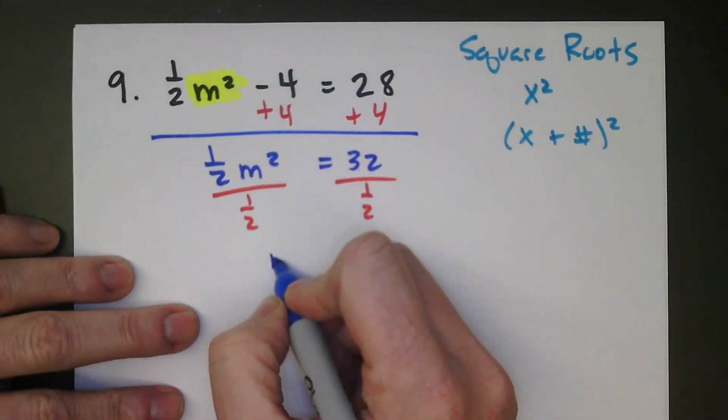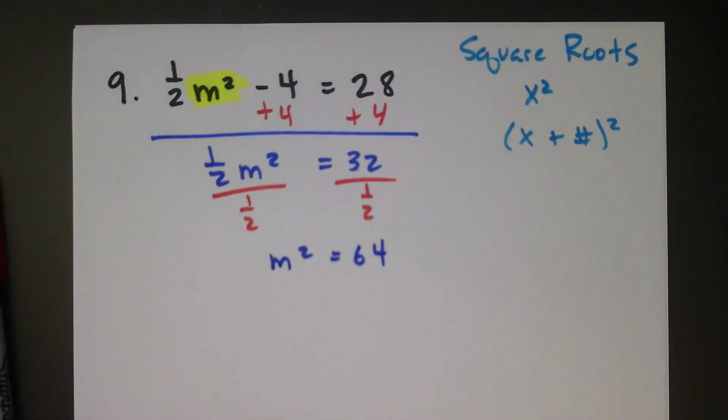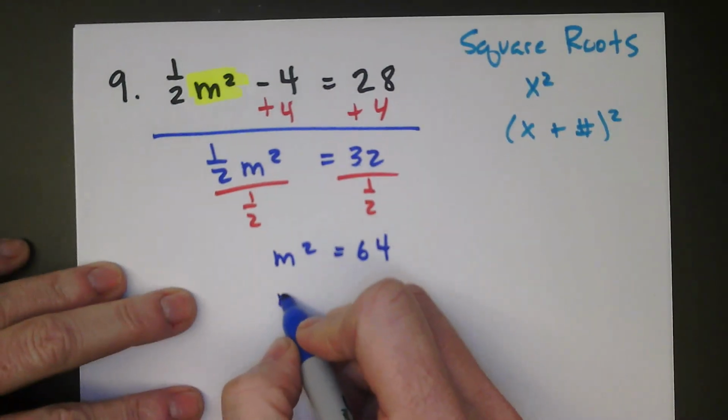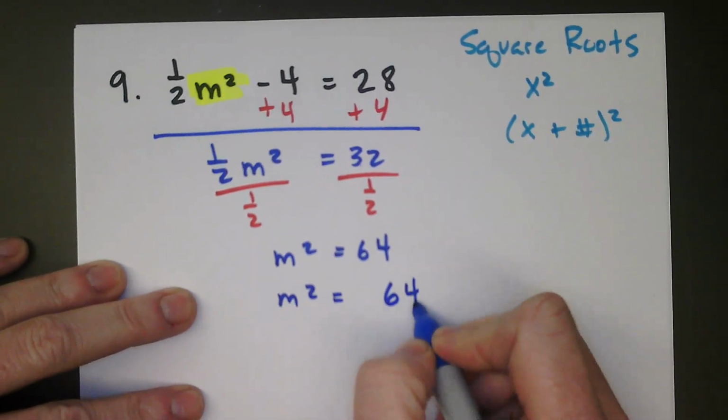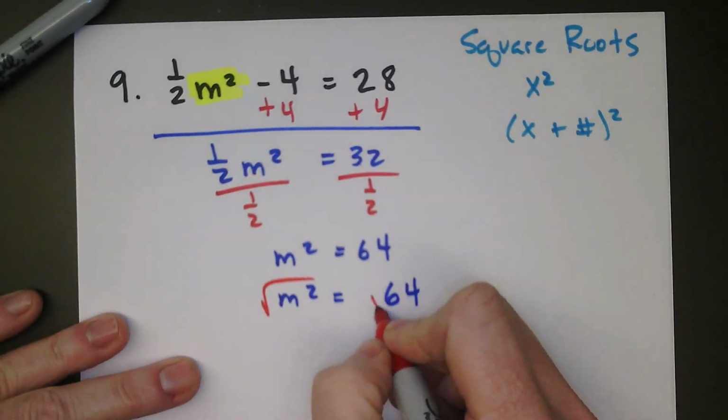Okay, so at this point we're now at m squared is equal to 64, and this is a delightful number to get because when we're solving with square roots, it is very handy to get a perfect square. That is a perfect square. That means when we take the square root of both sides, I'm just going to rewrite it here so we can clearly see what I'm doing. Taking the square root over here, taking the square root over here.